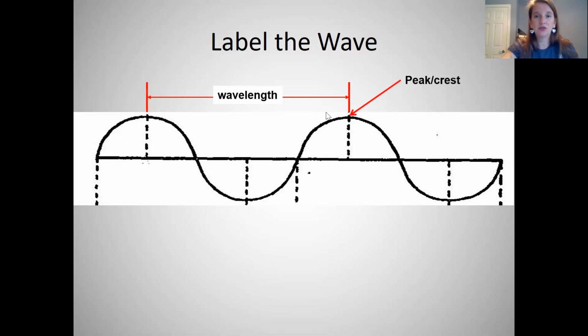The peak or the crest, I use both terms, is the top of the wave. The bottom of the wave is the trough. And then we have amplitude. So amplitude, notice, is going from the midpoint to the peak or from the midpoint to the trough. It's not all the way from the top all the way to the bottom. It's from the midpoint to the top or the midpoint to the bottom.